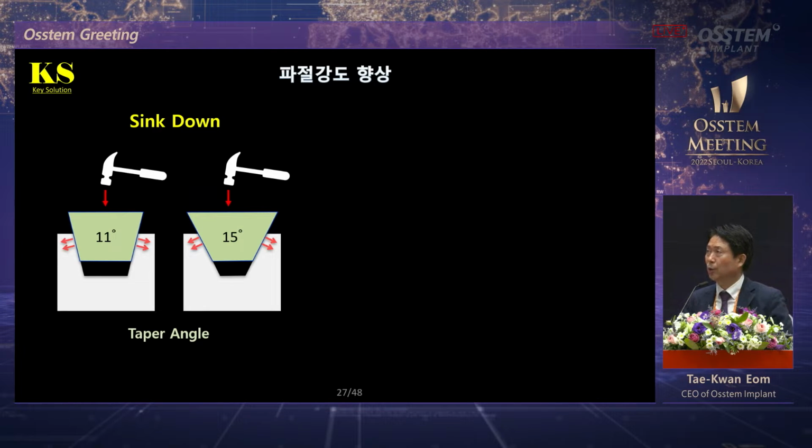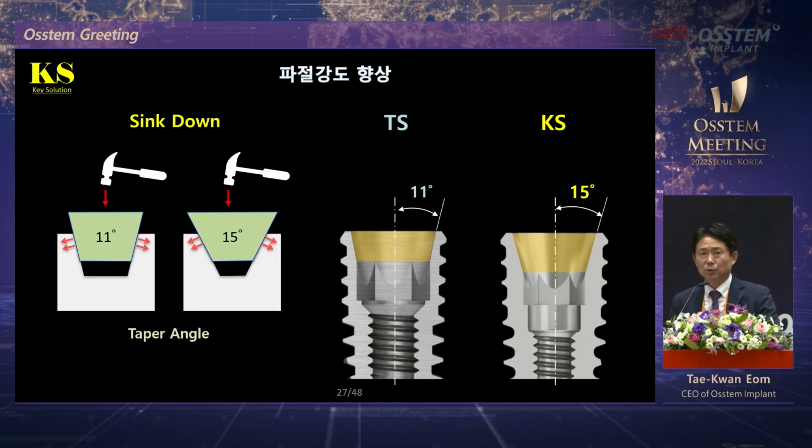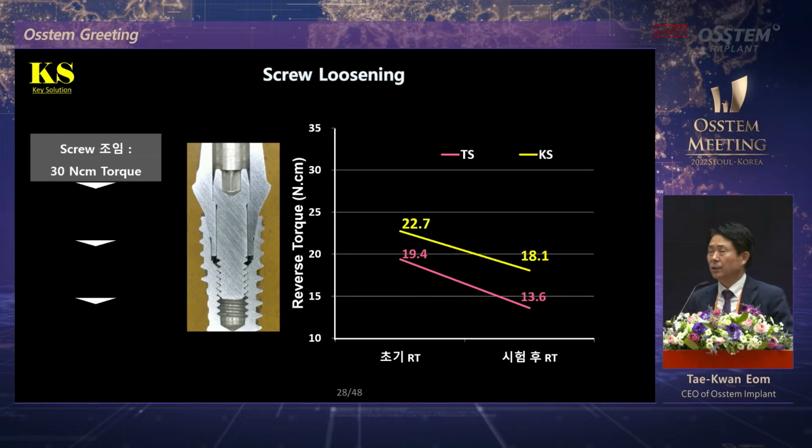Sink down 11 degrees and 15 degrees. If it is hit by a hammer, the 15 degrees button would not go in further. So sink down 11 degrees and 15 degrees. So 15 degrees would sink down less.